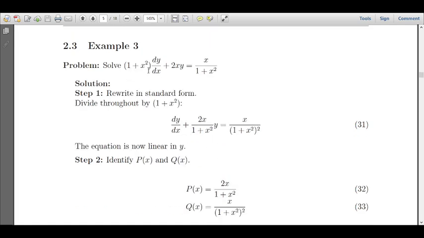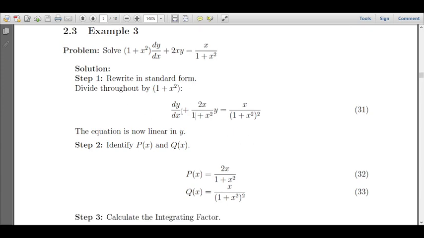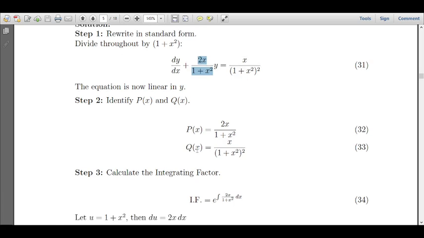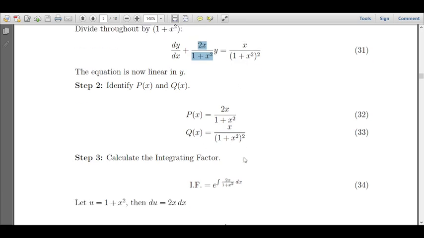So solve (1 plus x square) dy by dx plus 2xy equals x by (1 plus x square). Same thing, we rewrite it in the standard form dy by dx plus p of x into y equals q of x. So we divide by 1 plus x square on both sides to get the standard form. Now identify p of x and q of x. P of x equals 2x by (1 plus x square) and q of x equals x by (1 plus x square) whole square.